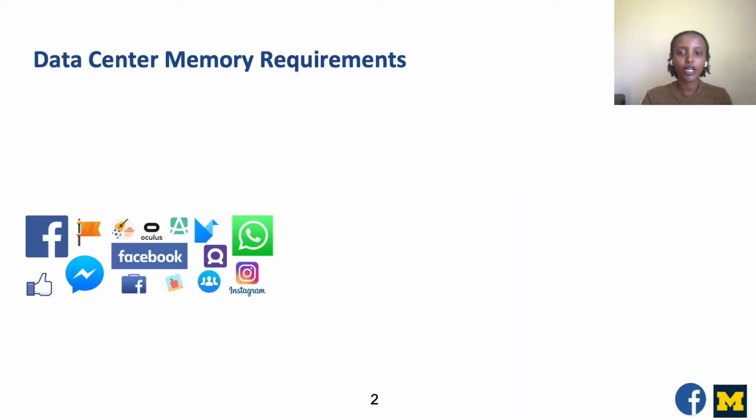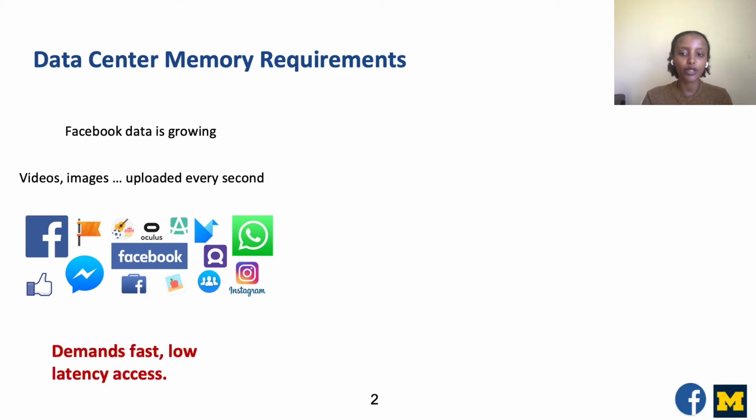With all the applications we're using from Facebook, such as WhatsApp, Instagram, and so on, Facebook's overall data is growing, and videos and images are uploaded every second. And all of these applications, such as loading content in an app, are latency sensitive and need to be accessed fast by users. Flash-based databases are used to provide the demand. As the size of the data increases, from a capacity perspective, we will require more memory.